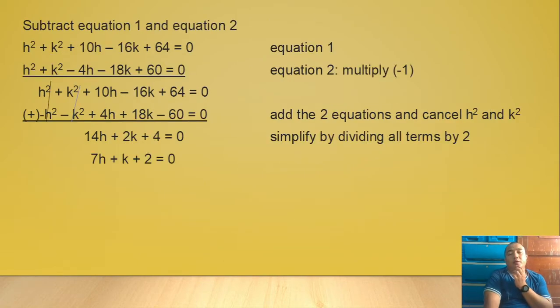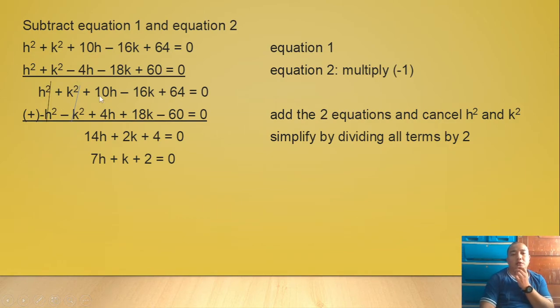Next step is we're going to subtract equation 1 and equation 2. For equation 1, we have h squared plus k squared plus 10h minus 16k plus 64 equals 0. For equation 2, we have h squared plus k squared minus 4h minus 18k plus 60 equals 0. What we're going to do here is to eliminate h squared and k squared. So you multiply equation 2 by negative 1. So it becomes negative h squared minus k squared plus 4h plus 18k minus 60 equals 0, so that h squared and k squared will be eliminated.